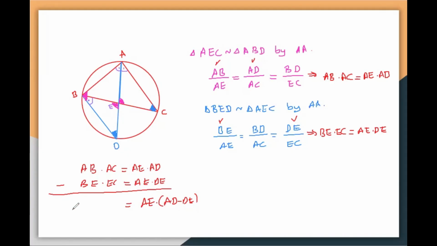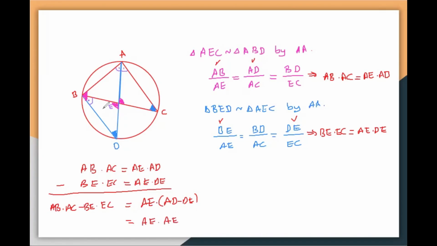So you should get, on this side, AB times AC minus BE times EC. Then AD minus DE: AD is the entire segment, and DE is this segment. So when you take that, you get AE, which means this parenthesis is actually the same as AE. So you will get AE times AE.